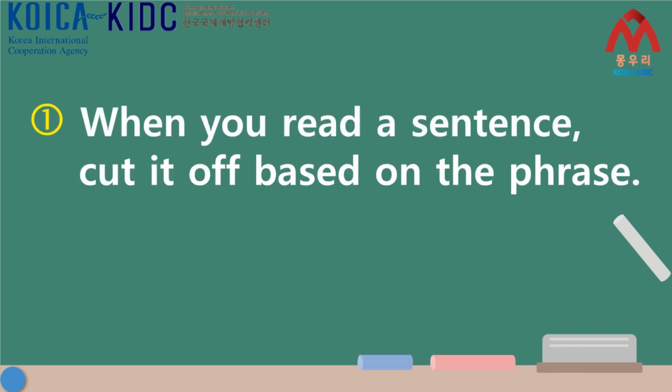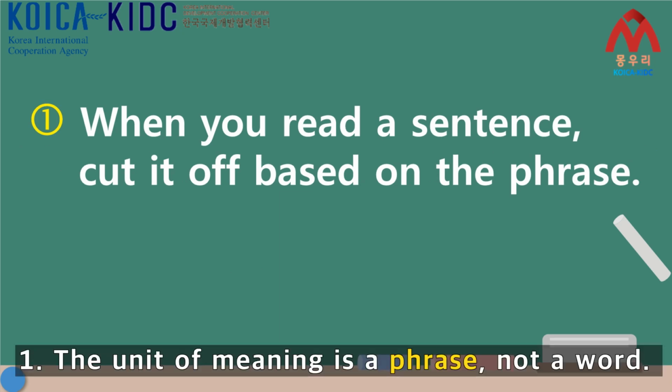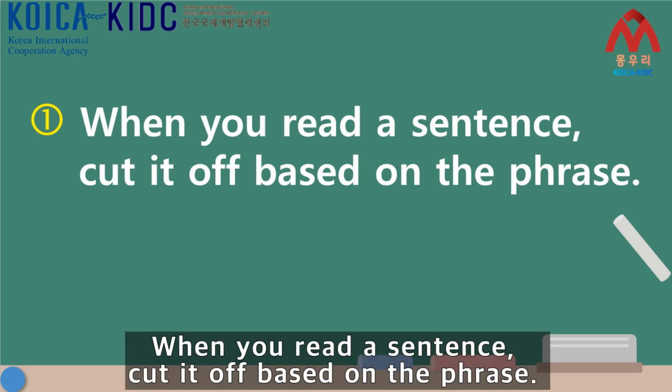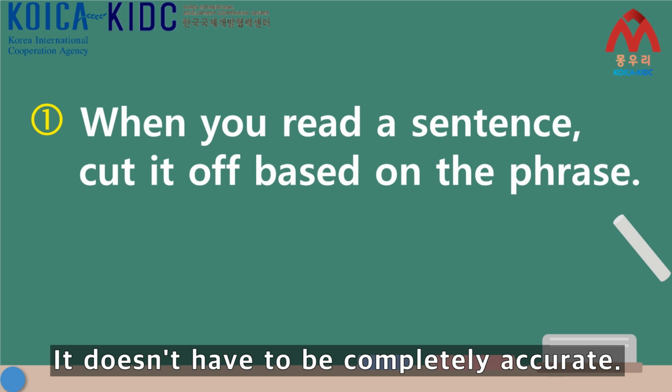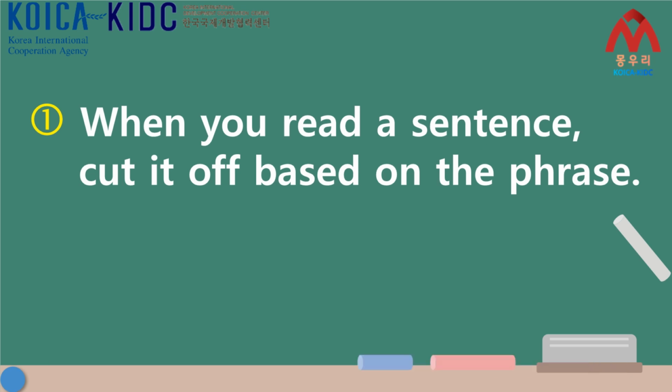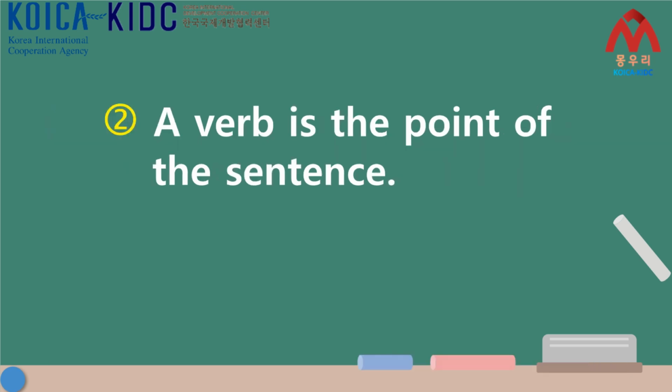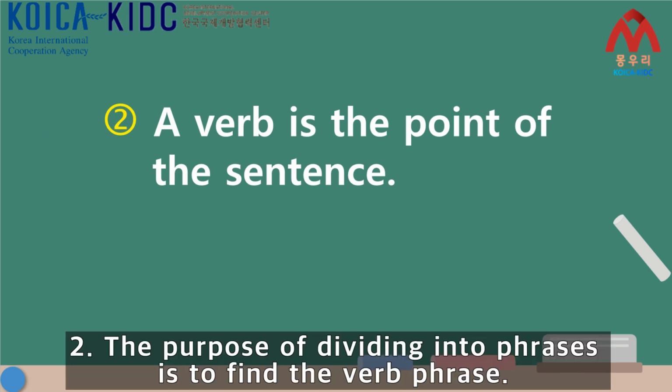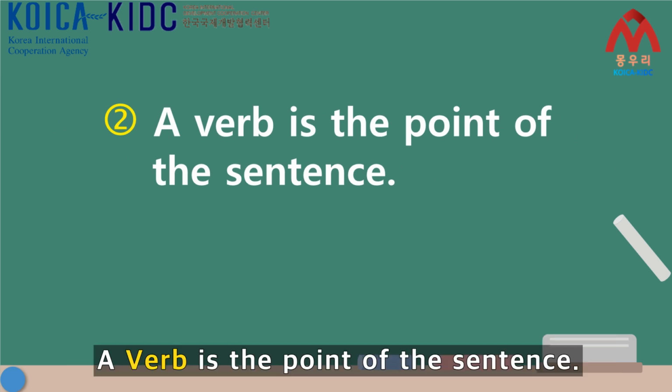Number 1. The unit of meaning is a phrase, not a word. When you read a sentence, cut it off based on the phrase. It doesn't have to be completely accurate. Number 2. The purpose of dividing into phrases is to find the verb phrase. A verb is the point of the sentence.